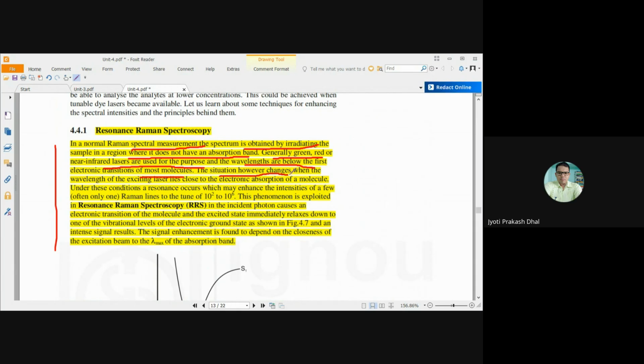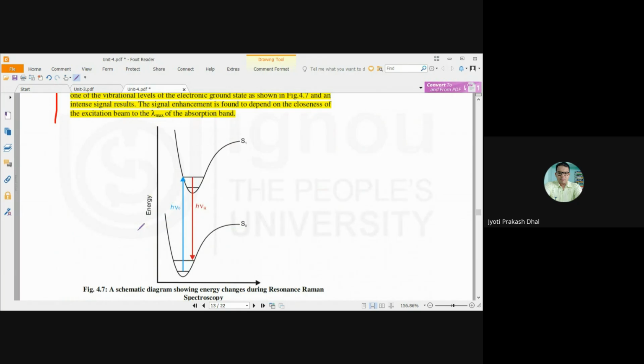The situation, however, changes when the wavelength of the exciting laser line is close to the electronic absorption of a molecule. Under these conditions, a resonance occurs which may enhance the intensity of a few of the Raman lines by 10 to the power 2 to 10 to the power 6 times. This phenomenon is called resonance Raman spectroscopy or RRS.